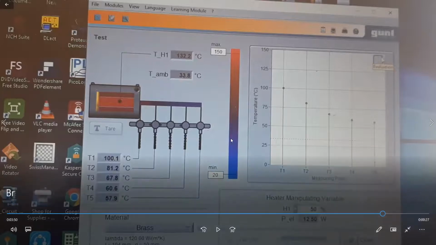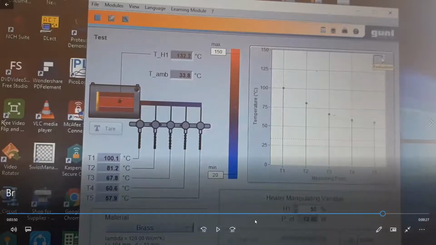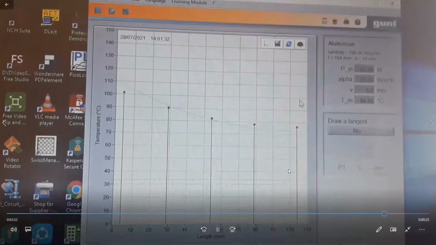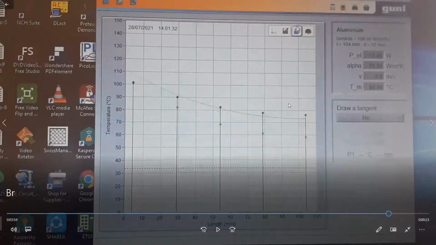Then only you can discuss the results. You can discuss how they change. There will be differences in every graph. By comparing these three temperature curves, you have to write down the discussion part. So this is your data, and this will be the temperature curve for the brass.